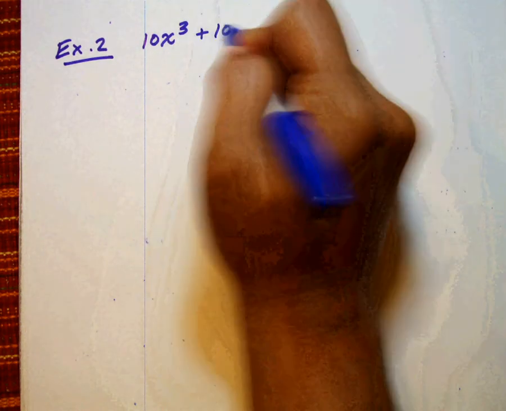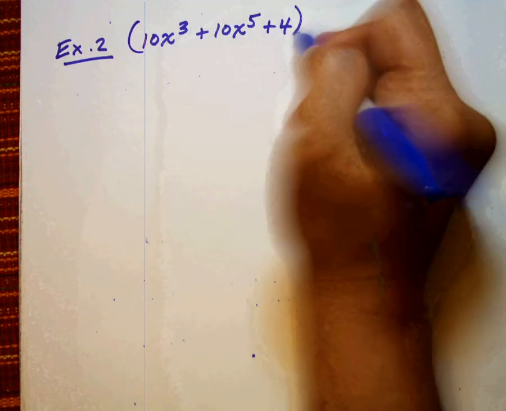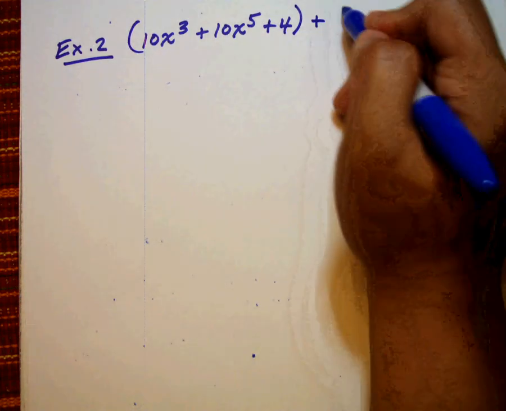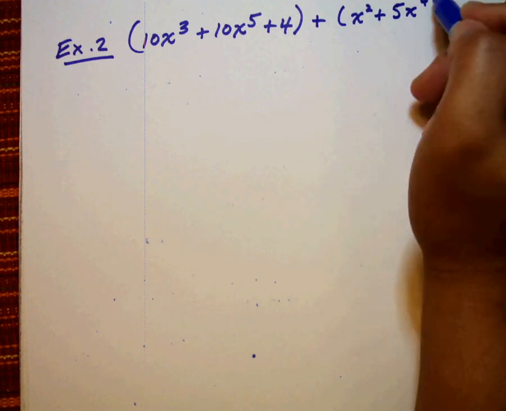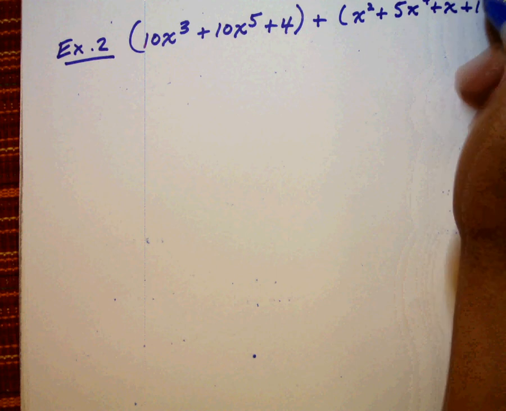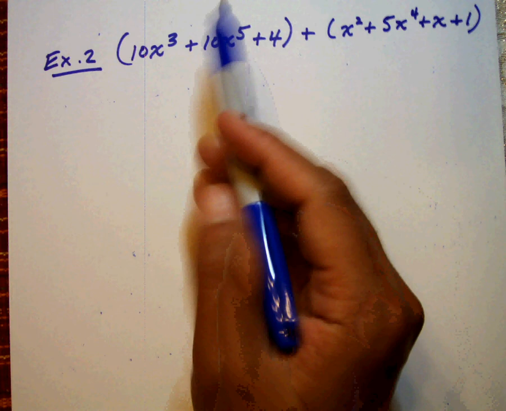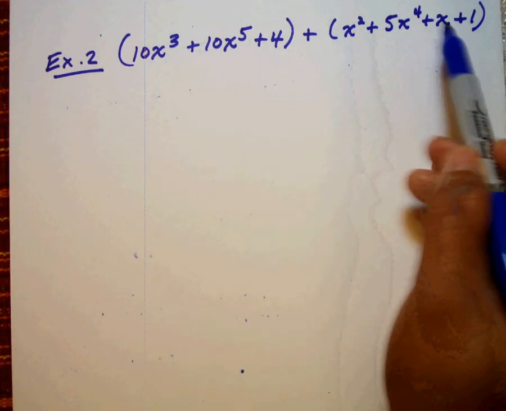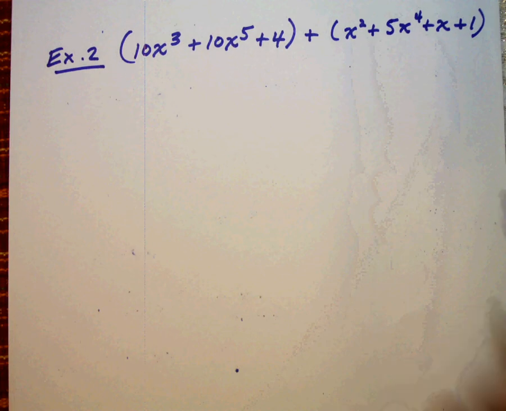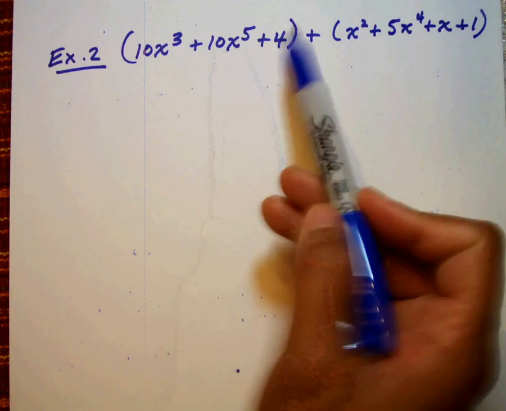Example 2. 10x to the third power plus 10x to the fifth power plus 4, and I'm going to add that to x squared plus 5x to the 4th plus x plus 1. Now, as you can tell, there are 3 terms here, and there are 4 terms here. No matter what, you have to put both of these in standard form.